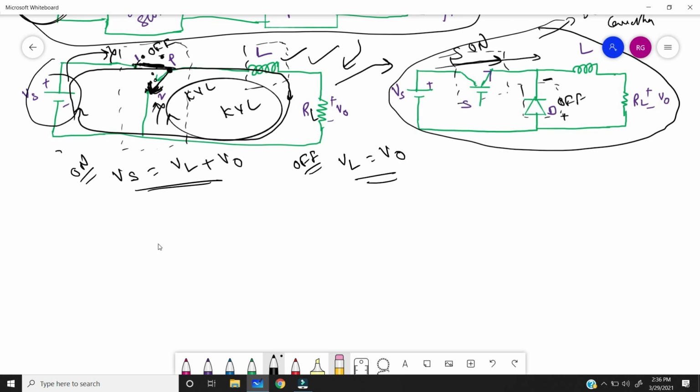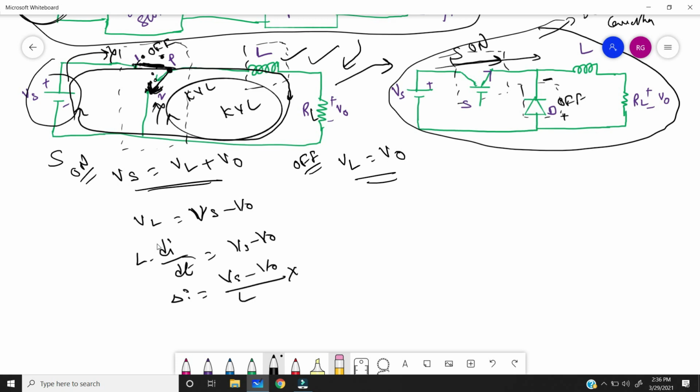When the switch is on, we get Vs equal to VL plus V0. I am rewriting this as the voltage across the inductor equal to Vs minus V0, right? We know the voltage across the inductor is L into di by dt, that is equal to Vs minus V0. I am taking di as the change in current, which is equal to (Vs minus V0) by L into, I am taking dt as T on. Why? Because here the switch is on, right?